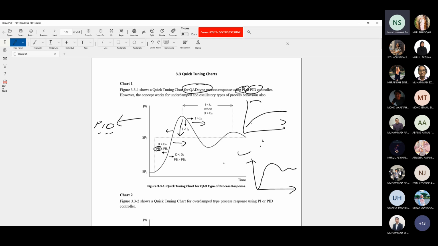And when you change the value of PB, lesser as compared to the original PB, it will become like this. It goes further to the left. Like that. Can you see?